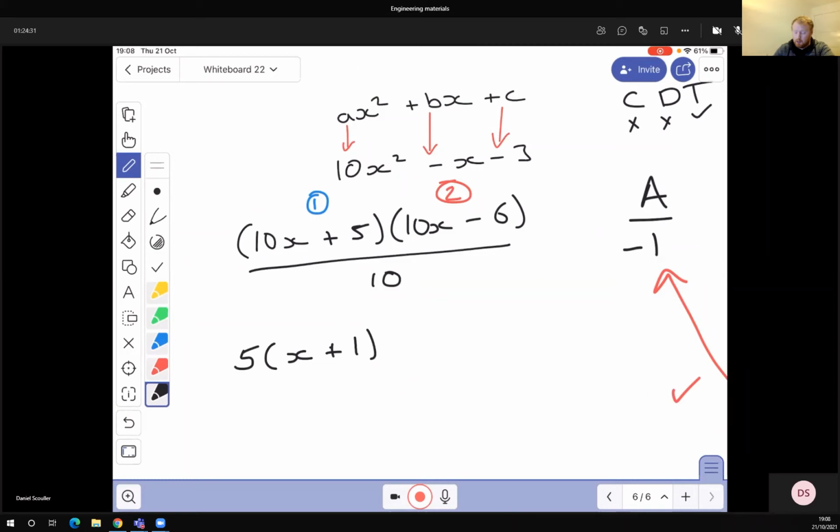So now that's sort of where we ended it in the last couple of examples. One bracket we could simplify, the other bracket we couldn't. But in this case, when we look at the second bracket, is there a common factor between 10 and minus 6? Answer yes. Remember we're treating them completely independently, the first bracket and the second bracket. So between 10 and minus 6, we can take out the common factor of 2.